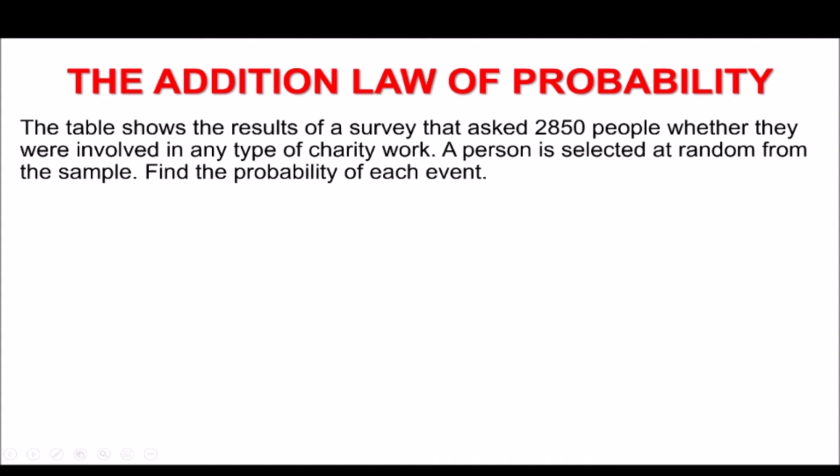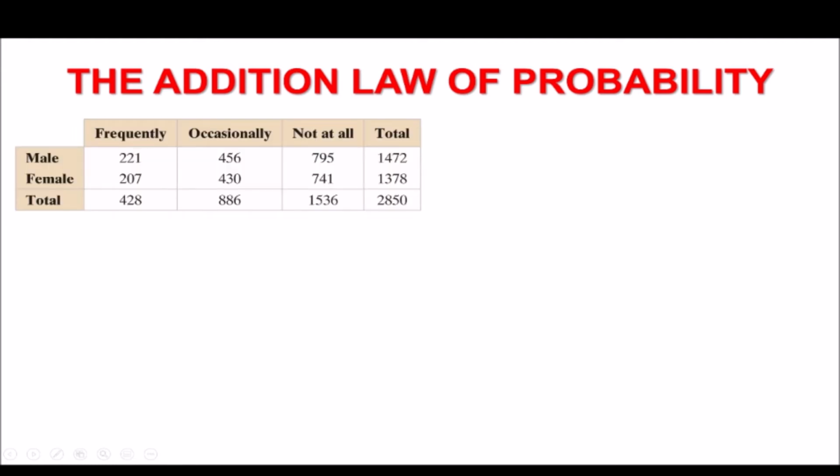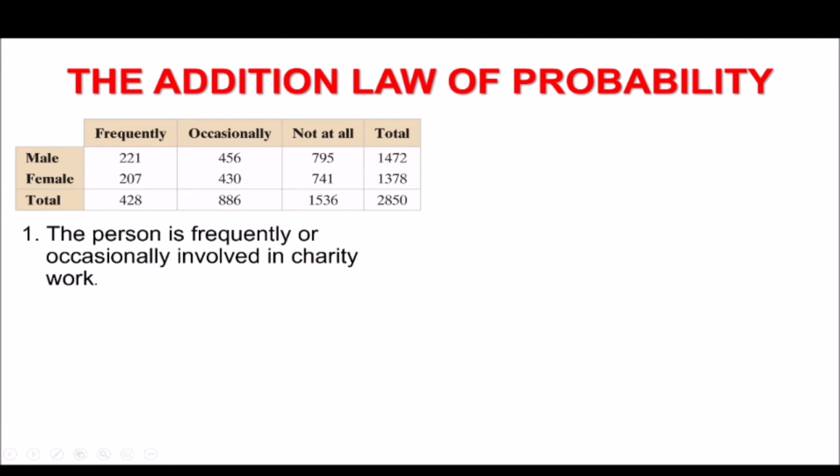A person is selected at random from the sample. Find the probability of each event. Okay, so this is our table. You have the data for male and female, and then the type of charity involvement: frequently involved, occasionally involved, not involved, and then the total. Now we're going to answer the following question. Find the probability that the person is frequently or occasionally involved in charity work.